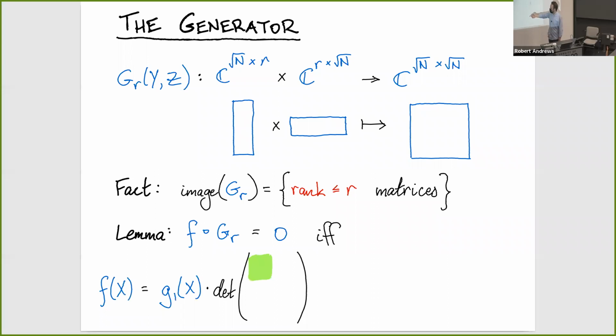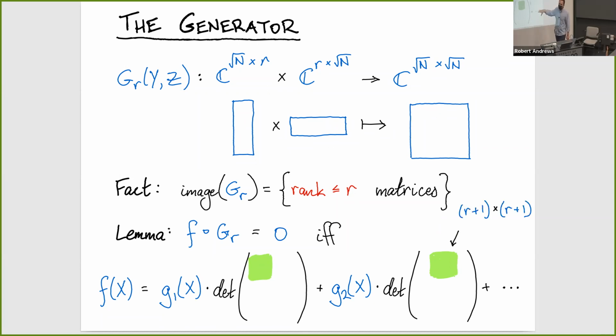So one thing you could do is take a determinant of an r plus 1 by r plus 1 submatrix, take that determinant, multiply it by some other polynomial, and that will vanish. You could add to that a multiple of another r plus 1 by r plus 1 minor, and so on. And we know actually these are exactly the polynomials that will break this generator. Okay? So the point is that we have some idea of what these polynomials look like. They're essentially sums of multiples of determinants where we're taking different submatrices.